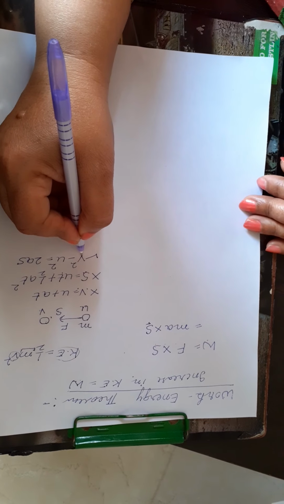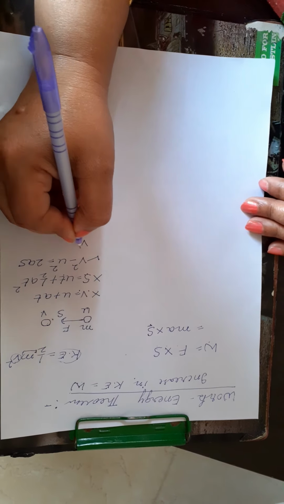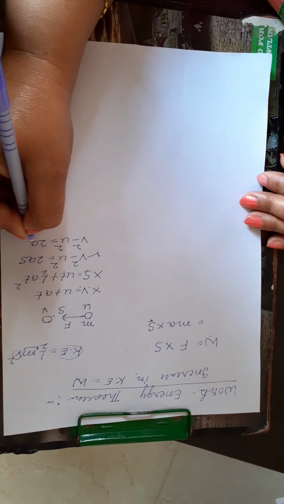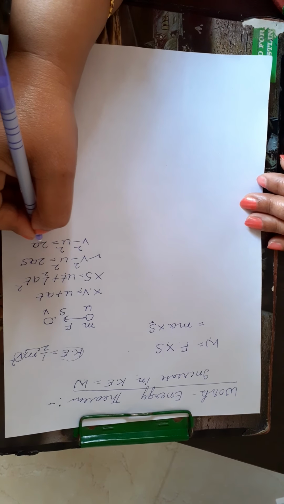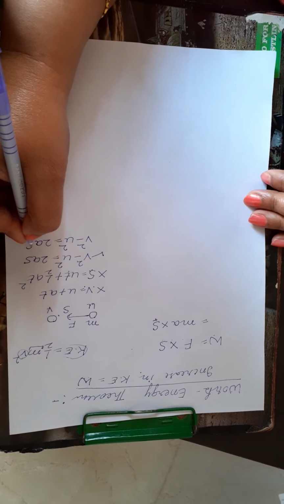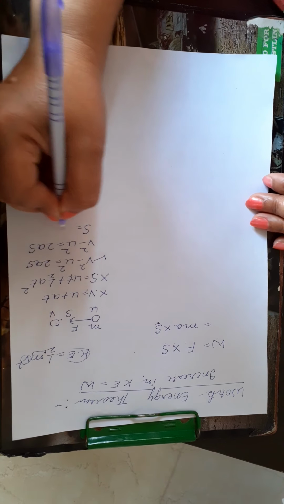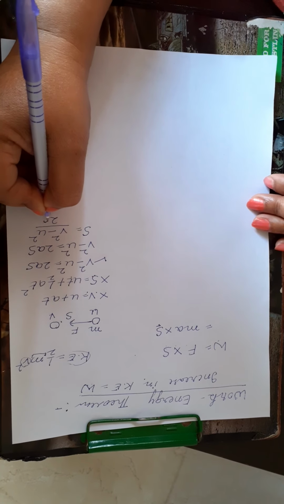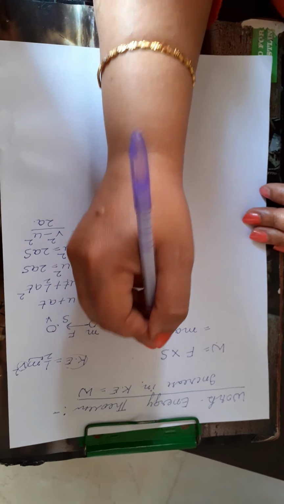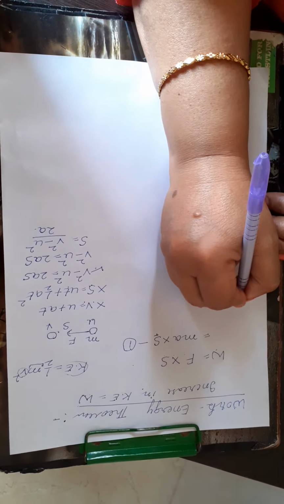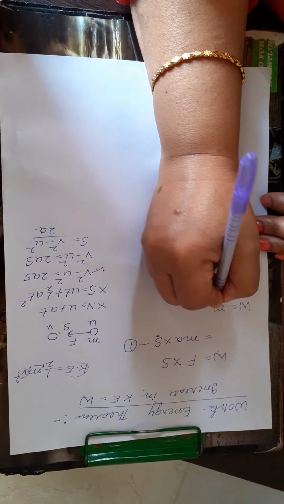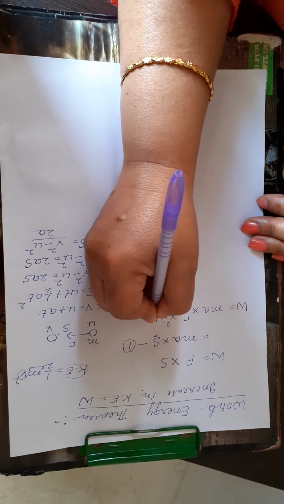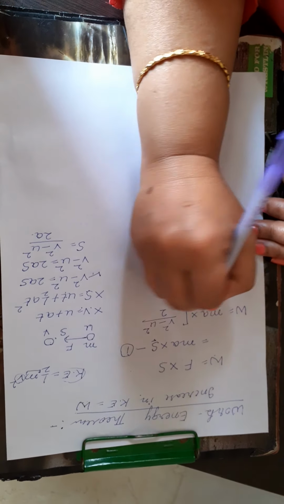Here v is the final velocity, and here also the body's final velocity is v, so v square minus u square equals 2a, where a is acceleration, as an increase in velocity is there, multiplied by s. What will be the value of s then? V square minus u square divided by 2a. Now substitute the value of s in the first equation. So W will be equal to m a multiplied by v square minus u square over 2a.